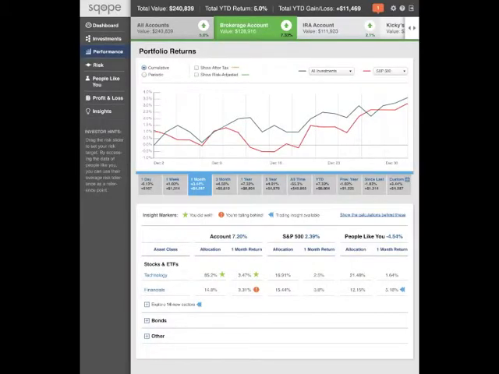And ultimately, at the core of Scope is portfolio performance. This is the portfolio return screen. There's a great amount of functionality and some unique features within Scope that really haven't been done before.